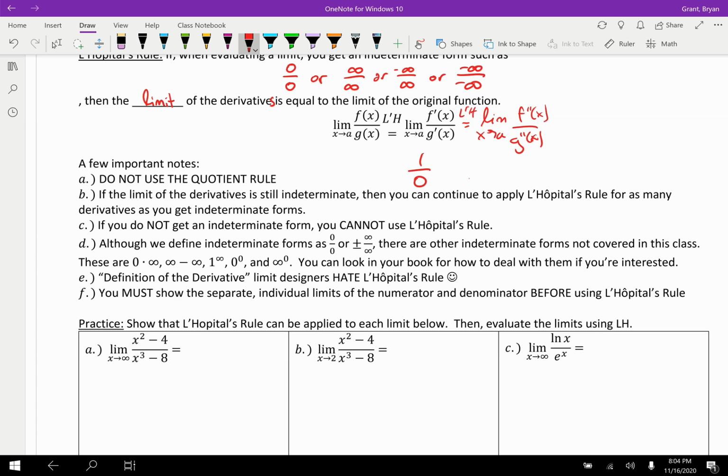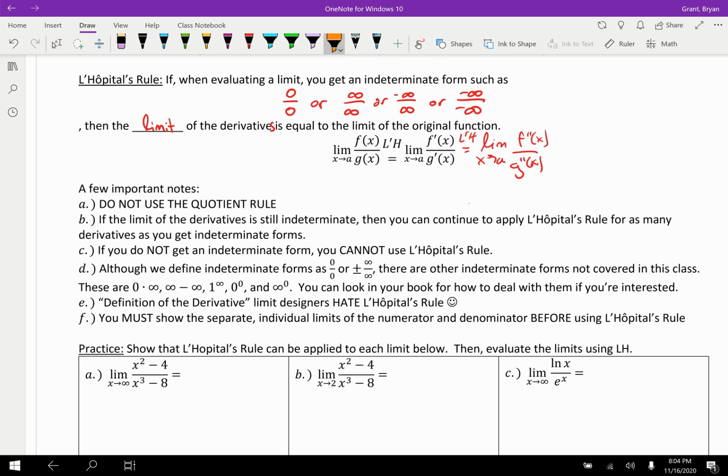That does not exist. You cannot use L'Hopital's rule. So it only applies, and this is the hardest thing for you to remember, for an indeterminate form. Now, this year, we only cover some basic indeterminate forms. There are many others, right?